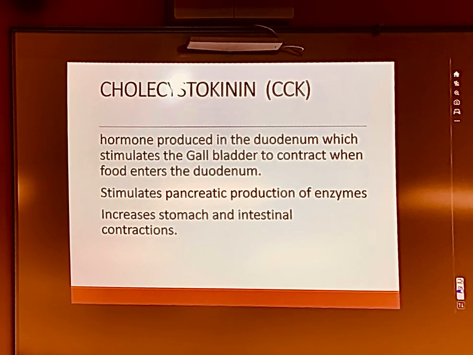CCK. CCK is a hormone produced in the duodenum which stimulates the gallbladder to contract when food enters the duodenum. It stimulates the pancreatic production of enzymes and increases stomach and intestinal contractions, which is why if you IV push CCK, your patient throws up.